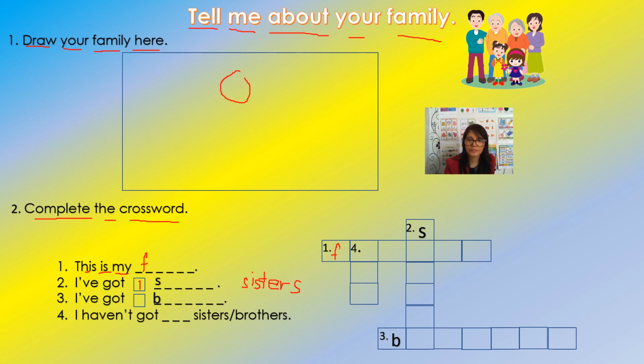I haven't got. What word is this? So number four, you write it here. One, two, three. Thank you very much. I hope that you understand our lesson.